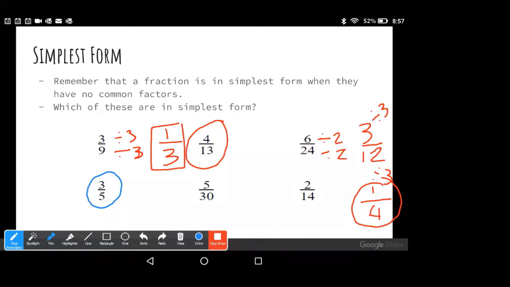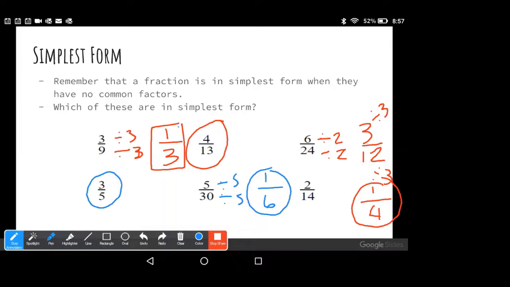5/30. Does 5 and 30 have anything in common? Any number that can divide into 5 and 30. Okay, they have 5 in common. So I can divide by 5, divide by 5. And so 5 divided by 5 is 1. 30 divided by 5 is 6. 1/6 is the simplest form. If you ever get a 1 in there, you're done. 1 can't break down any further.